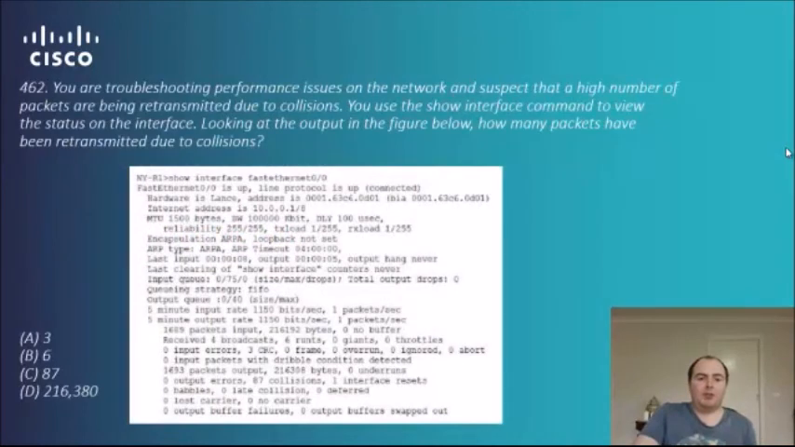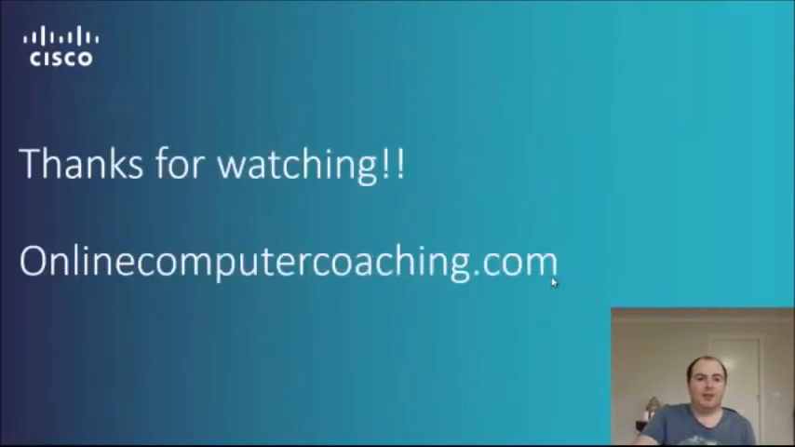462, you are troubleshooting performance issues on the network and suspect that a high number of packets are being retransmitted due to collisions. Use the show interface command to view the status on the interface. Looking at the output in the figure below, how many packets have been retransmitted due to collisions? So we're pretty much trying to find collisions here. Once again, we can see that represents bytes, that's not collisions. 3 was probably in reference to the cyclic redundancy checks, and 6 are the runts, so these are the small packets. And we want to know the collisions, how many were retransmitted due to collisions. There's 87 collisions, therefore that's the number we're looking for. C is the answer.